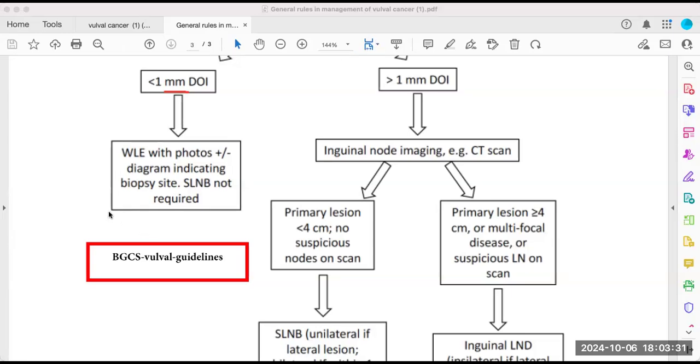Happy so far? In some publications, Dr. Isra, they used wide local excision, but they also mean wide local excision with a good safety margin. Some publications also use the term radical wide local excision. Both are correct. So sentinel lymph node is not required in that stage. It's a very early stage, and local tumor removal is enough.